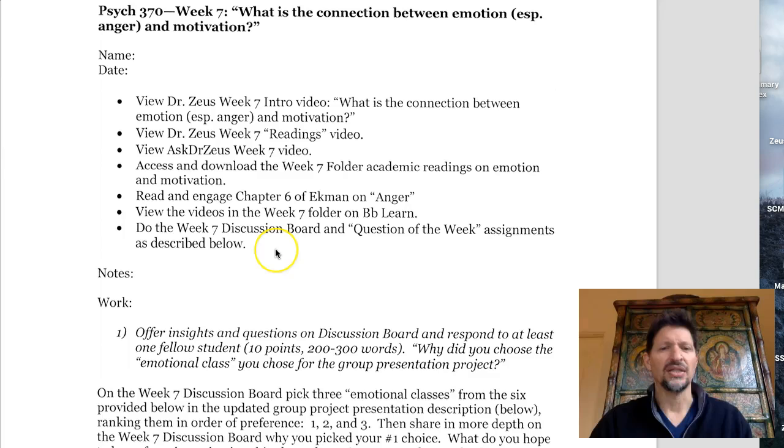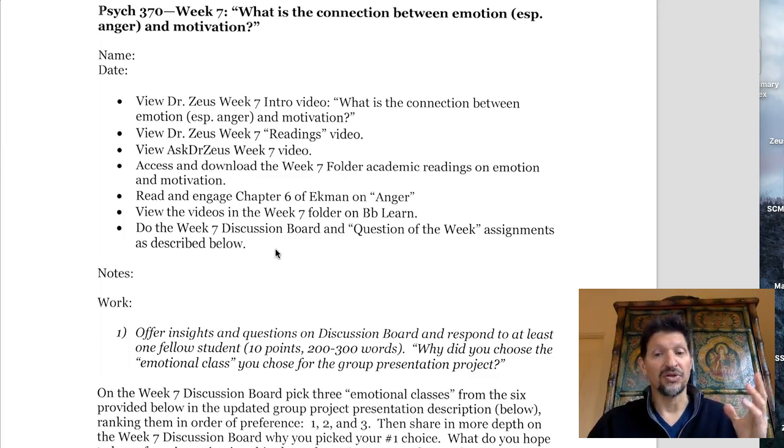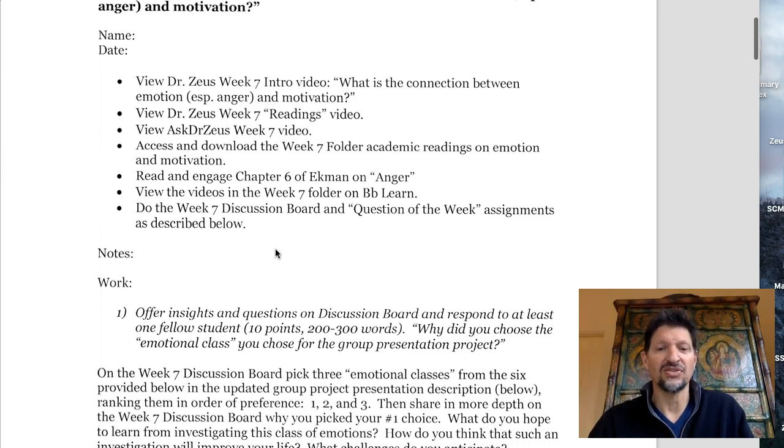Access and download the week 7 folder, academic readings on emotion and motivation. Read and engage chapter 6 of the Ekman book on anger. View the videos in the week 7 folder on Blackboard Learn, and do the week 7 discussion board and question of the week assignments as described below. Now we're going to have a much more in-depth description because we're getting into the group presentation assignments and forming groups. A lot of you ask about that. We'll go over it. It'll be very clear once we're done with this.